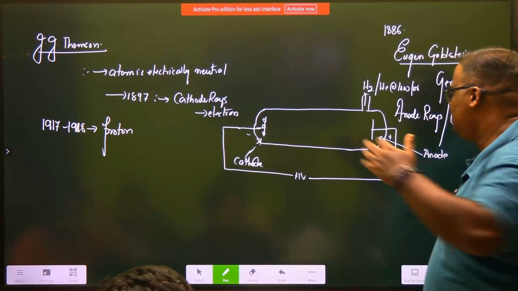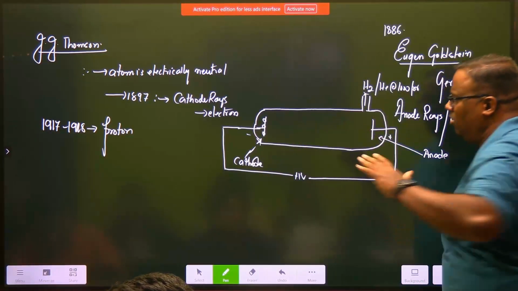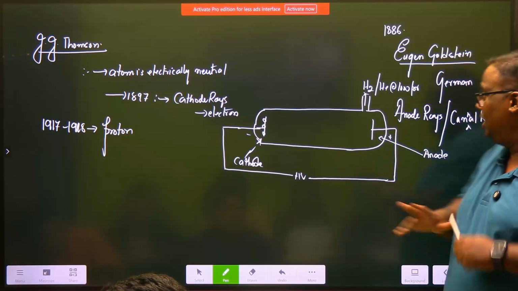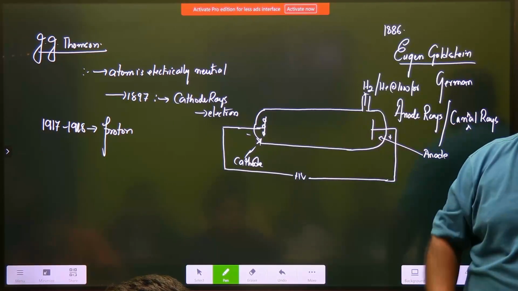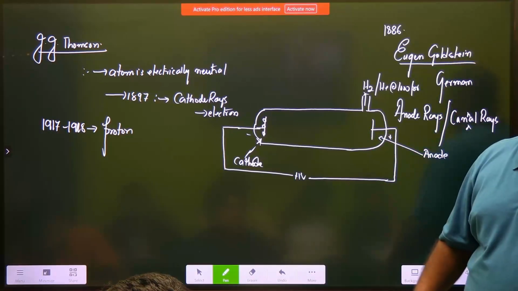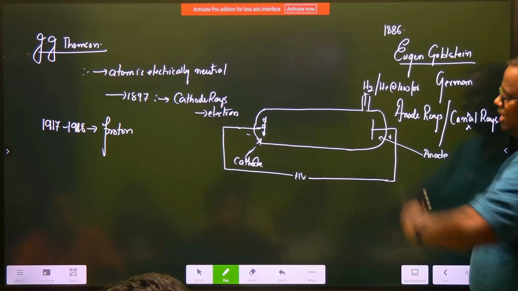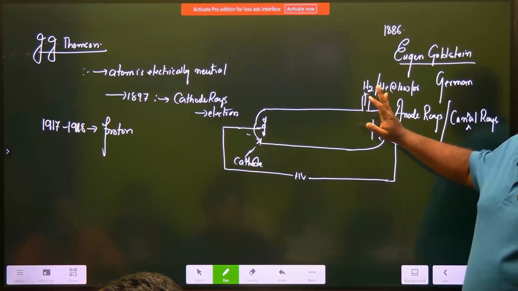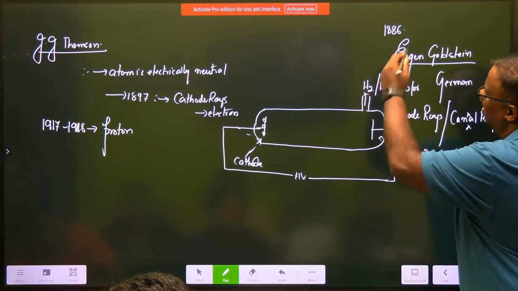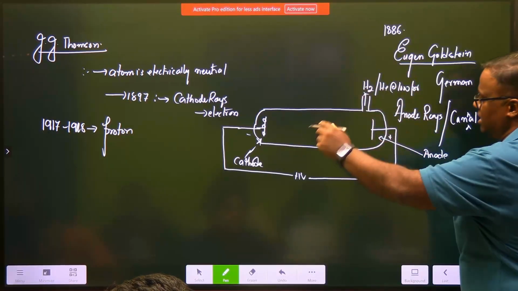Now this experimental setup is exactly the same as the cathode ray tube. In the cathode ray tube, instead of gas, air was taken. And when we used to change these materials, we used to find the e by m ratio the same. Whereas in this setup, he took hydrogen. Now this is happening in 1883, okay? 1883 to 1886, around, I might be wrong, 83 or 86.